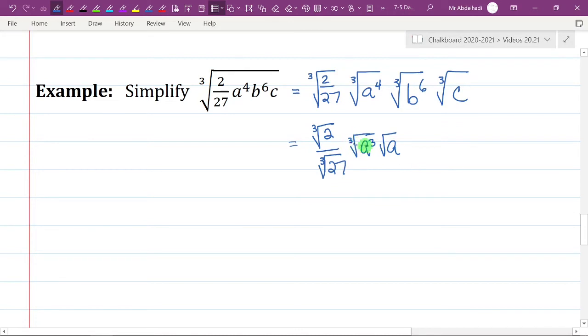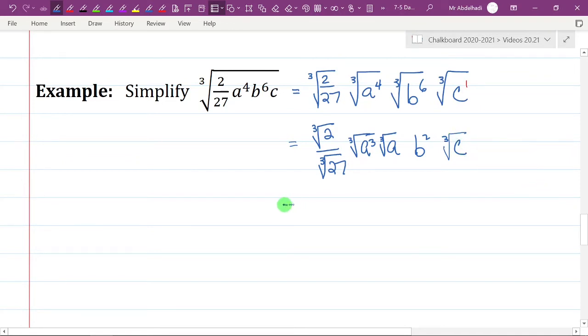Okay, remember these are all cube roots. You have to write the 3. How about this one? B to the sixth. Does 6 divide by 3? Yes. You just get b squared. And this one, even though we don't write it, this is c to the first power, right? And 1 doesn't divide by 3, and you can't come down because you're already lower than 3. So this just stays the way it is. This will just remain the cube root of c.